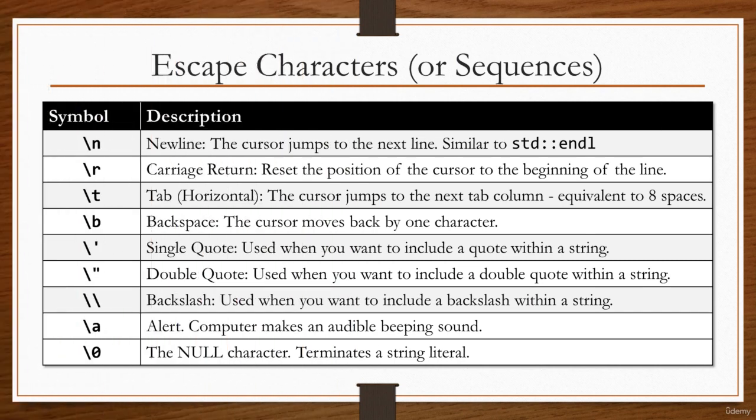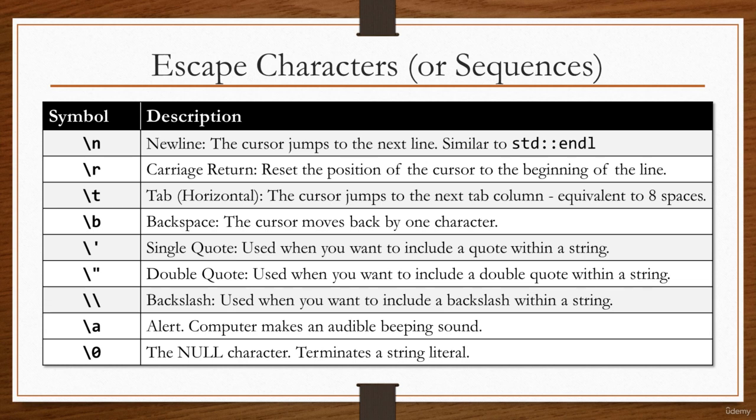Here are the escape characters. We have the new line character. Okay, that is backslash n, that is the new line character, and the cursor is going to jump to the next line, so that is similar to the endl that we would typically do at the end of a cout statement. Then you have backslash r, that is the carriage return, and that is going to reset the position of the cursor to the beginning of the line.